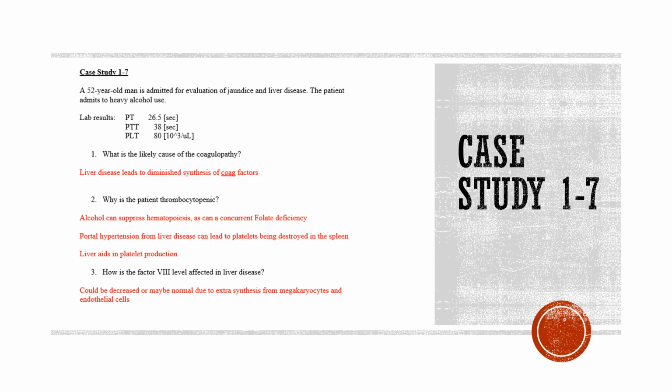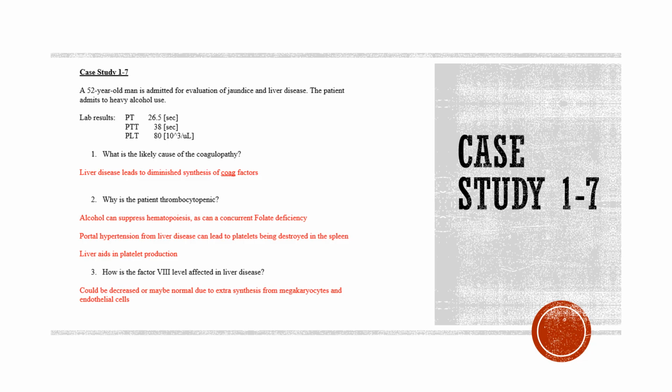Portal hypertension from liver disease can lead to platelets being destroyed in the spleen. And again, the liver aids in platelet production. It's not the primary source of platelet production. Obviously, that would be the bone marrow. But the liver does play a small role in hematopoiesis, so we would definitely recall that. How is the factor VIII level affected by the disease?